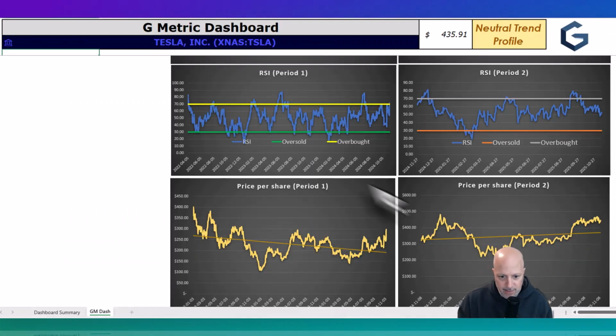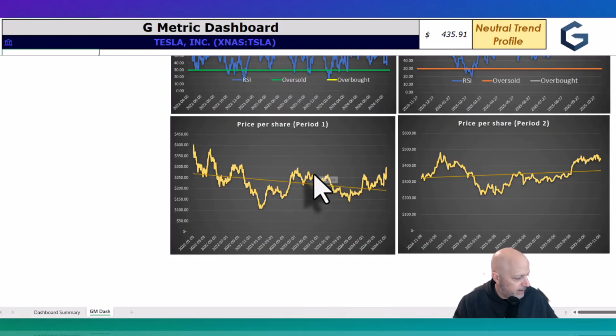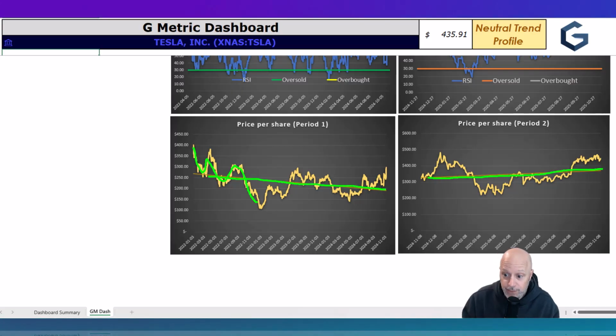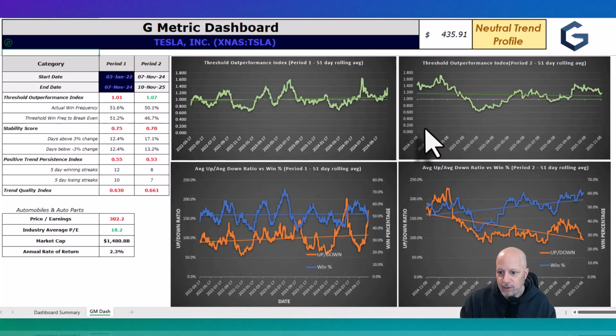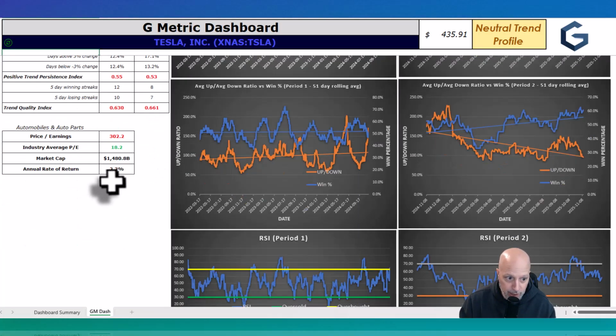All right, let's escape out of here, and then finally, I won't zoom in, but this is our price per share. Tesla's always had a lot of variability. You can see that. Overall, it trended down during period 1, and then overall, it trended up in period 2 so far. All right, let's escape out of here, and we'll zoom up a couple more things to look at.